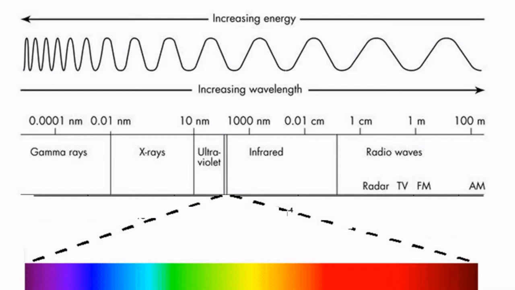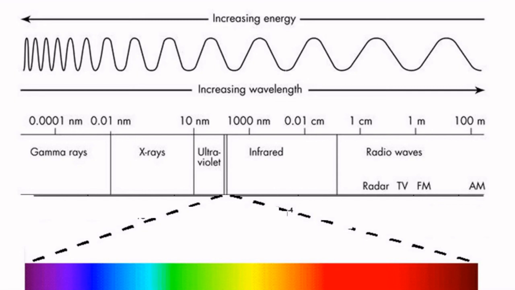These waves differ in their means of production and properties, but they have similar features. When they are described in terms of oscillating electric and magnetic fields, they are perpendicular to each other. Thus, they are called electromagnetic radiations. In electromagnetic radiation, both the electric and magnetic fields oscillate perpendicular to each other as well as perpendicular to the direction of their propagation.